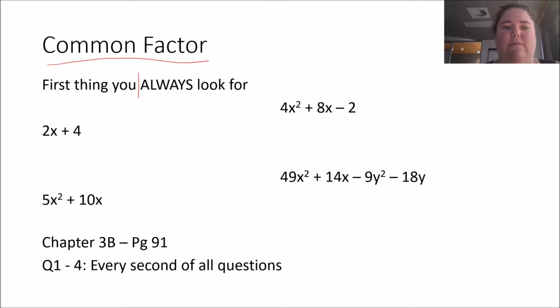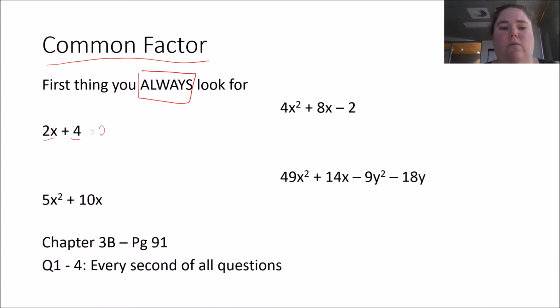Okay, so you must always look for a common factor first, okay? Doesn't matter what you're doing, what quadratic, what cubic, what polynomial, you must always look for a common factor first. It'll make your life easier in the end. So a common factor is something you can take out of both terms. So here we have 2x and we have 4. So what is the common factor between these two?